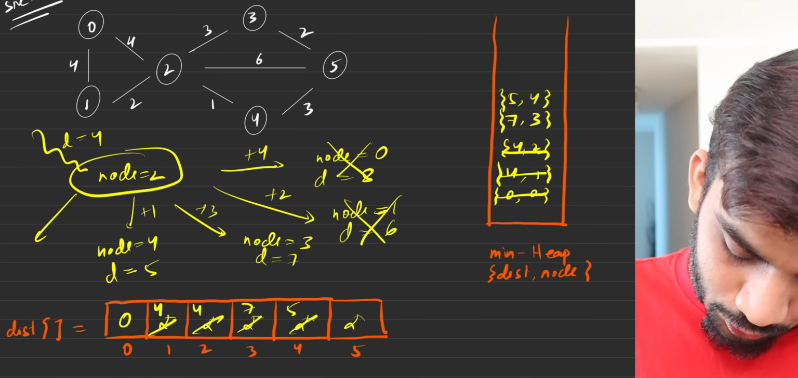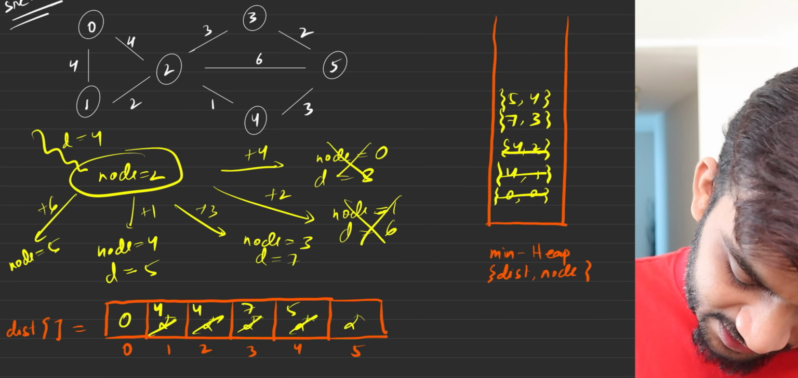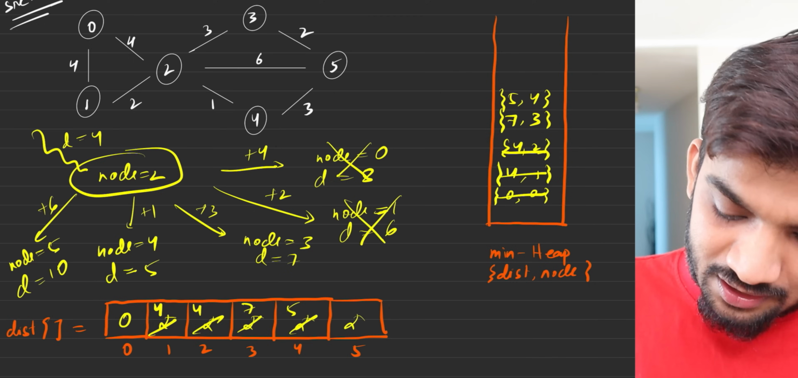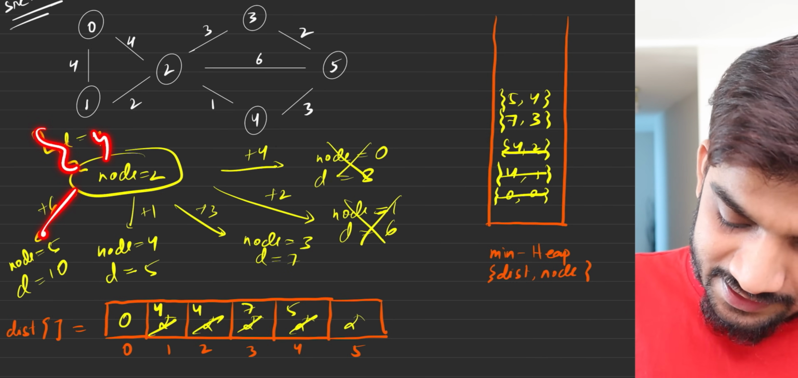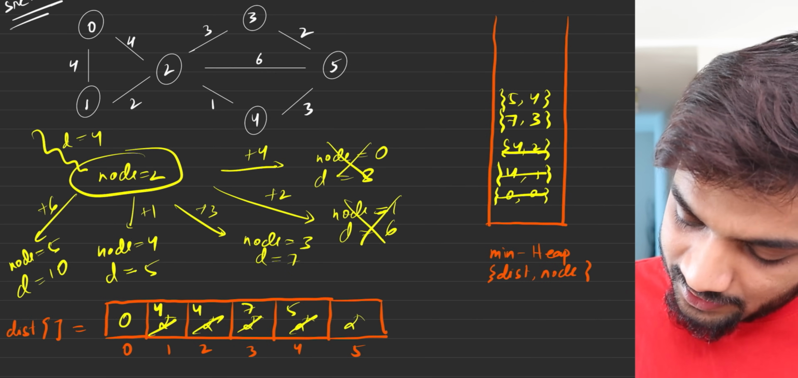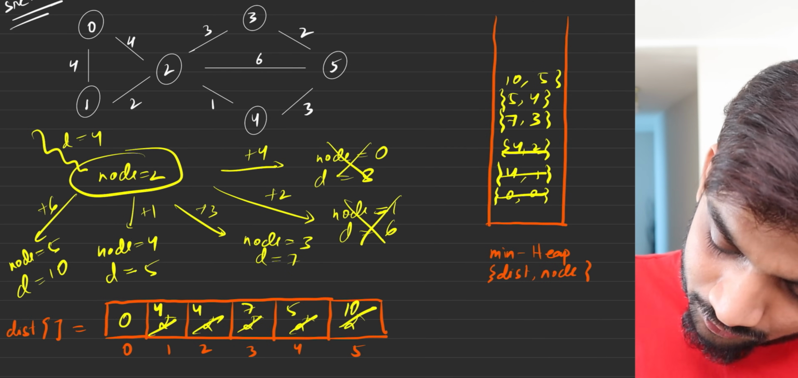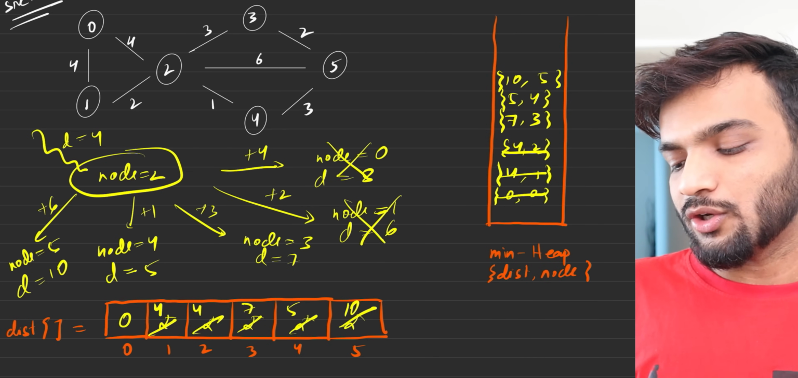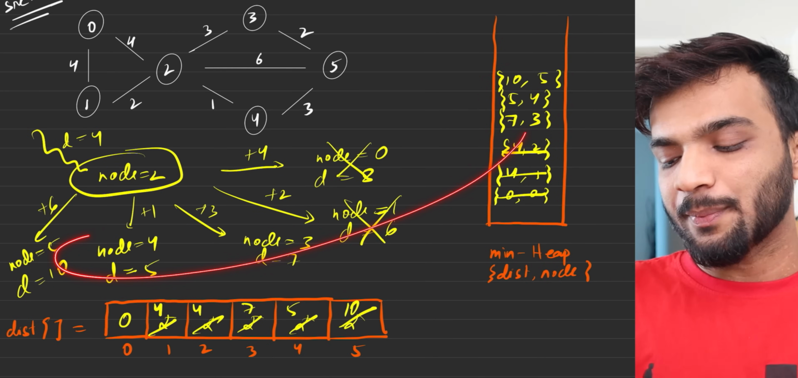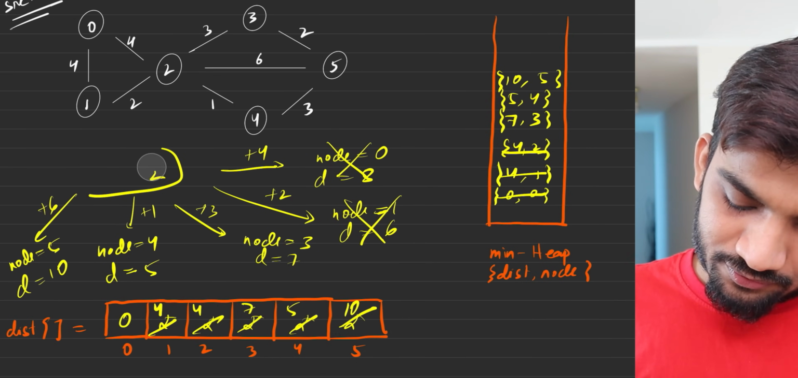Next, I'll try to go to node 5 by taking a distance of plus 6, which will make me a total distance of 10. Distance 10, better than infinity, to be considered. So I'll take 10 comma 5, put it into the priority queue. So you got 3 guys that went into the priority queue. You got 2 guys that got discarded. So just omit this off.